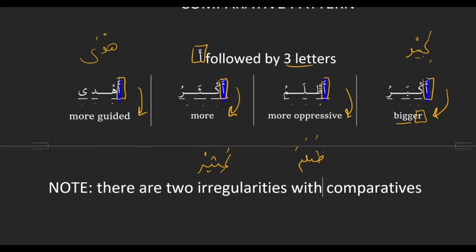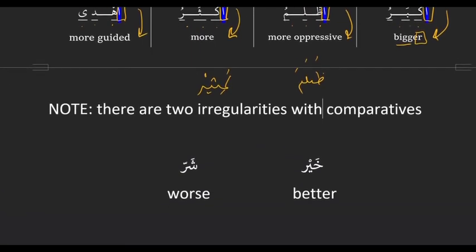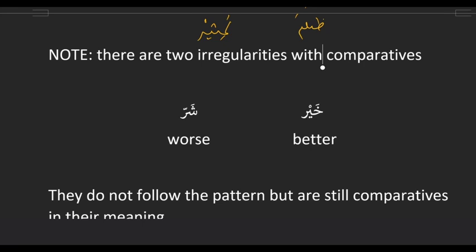So all comparatives will follow this pattern exactly: hamza with a fatha followed by 3 letters, except for 2 irregularities. It's just these 2. So if you know them, you know them. It's not like an irregular pattern, it's just 2 words that don't follow the pattern, and that's khair and shar, which we already learned. Remember, we learned that they can mean better and worse, which are comparatives. Something is better than something, something is worse than something. So khair and shar don't follow the pattern, but they are still comparatives.